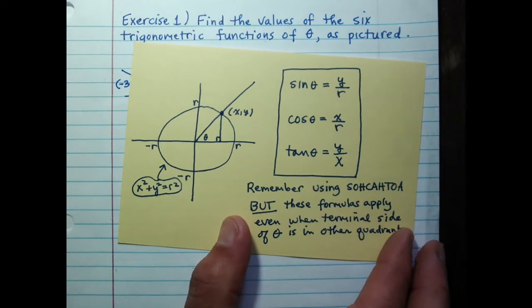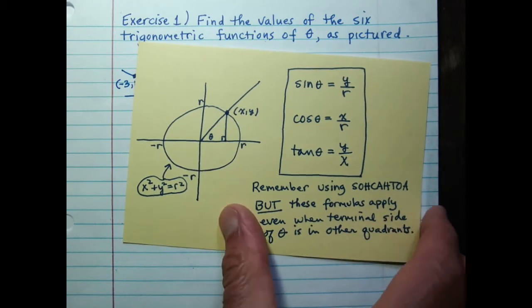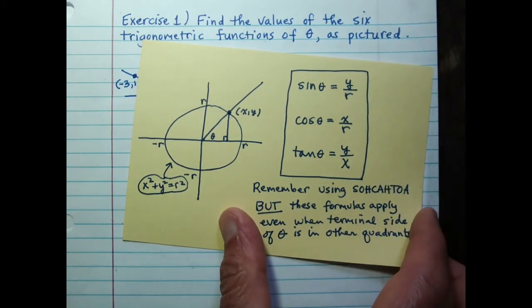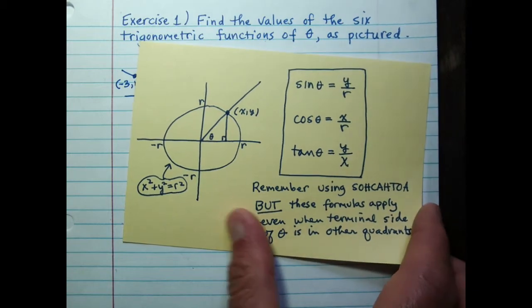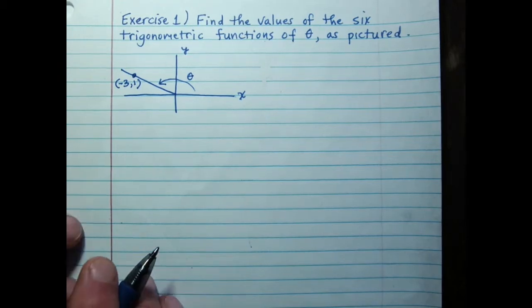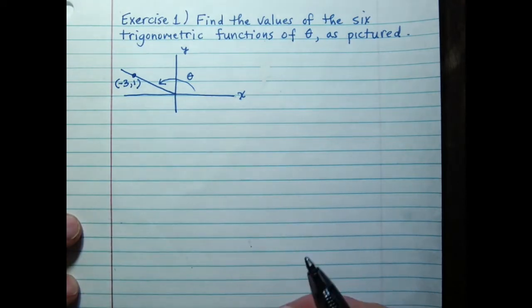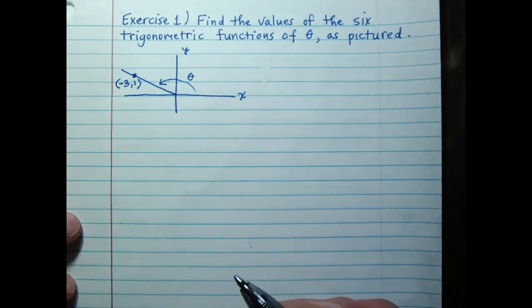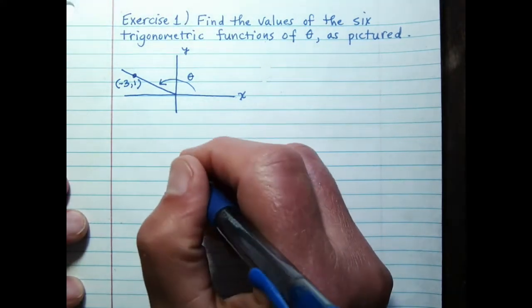And really it's what's in the box that we got to use from now on. And it grew out of SOHCAHTOA, but we've really moved beyond SOHCAHTOA because we're going to be able to use these formulas even when the terminal side is outside of the first quadrant. So let's go ahead and start doing this problem.